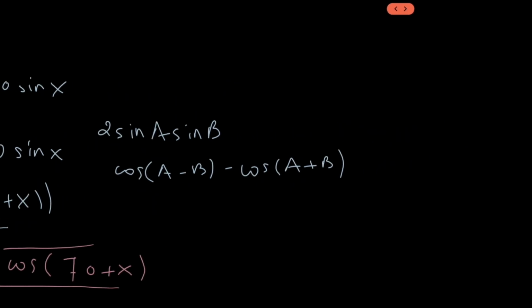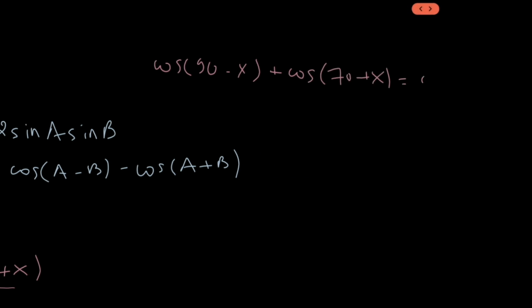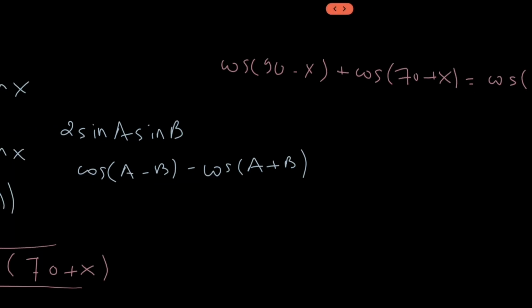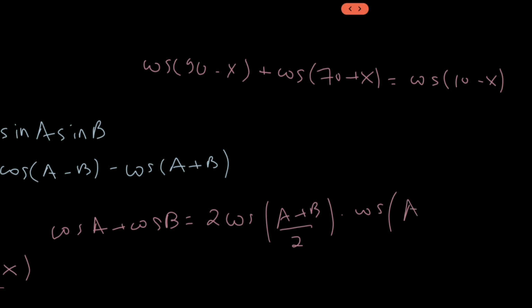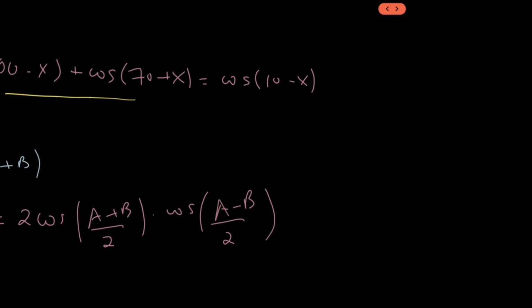So finally we will get cos of 90 minus x plus cos of 70 plus x is equal to cos of 10 minus x. Okay, now we will use one more trigonometric identity, that is cos a plus cos b equals 2 times cos of a plus b upon 2 multiplied with cos of a minus b upon 2. Now we can simply apply this identity on the left hand side, and it will turn out to be 2 times cos of 90 minus x plus 70 plus x, which will finally be 160 degrees.